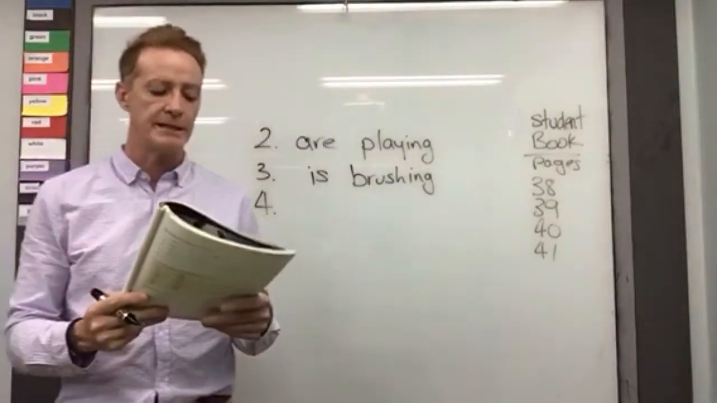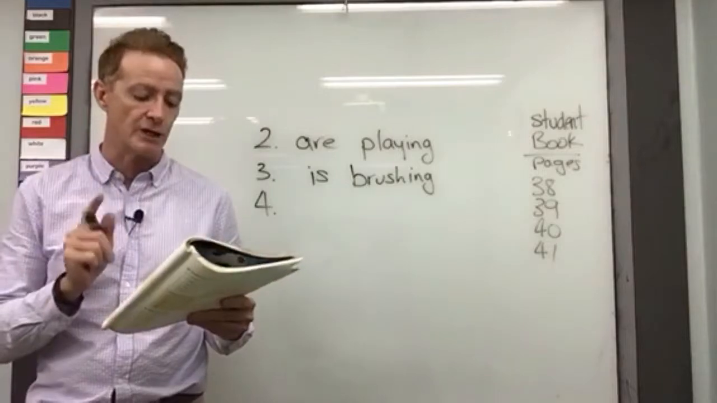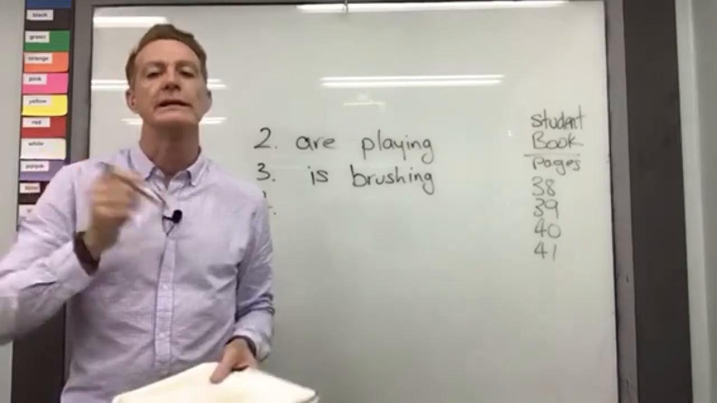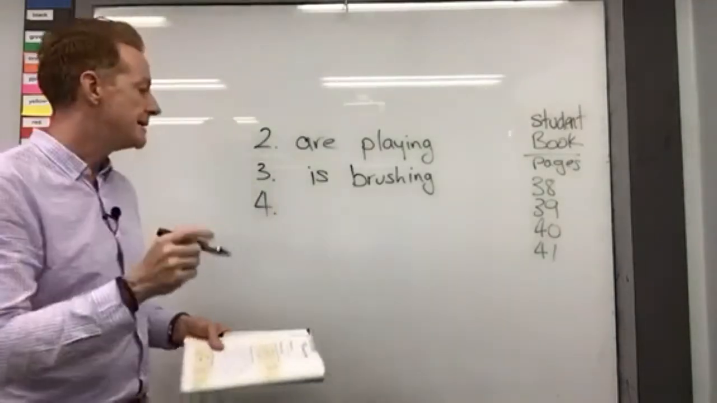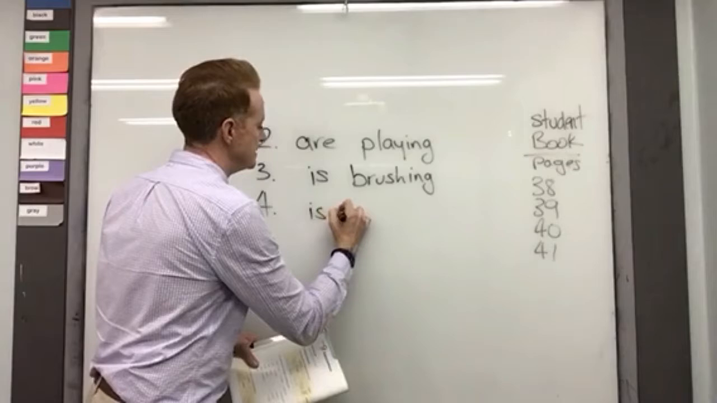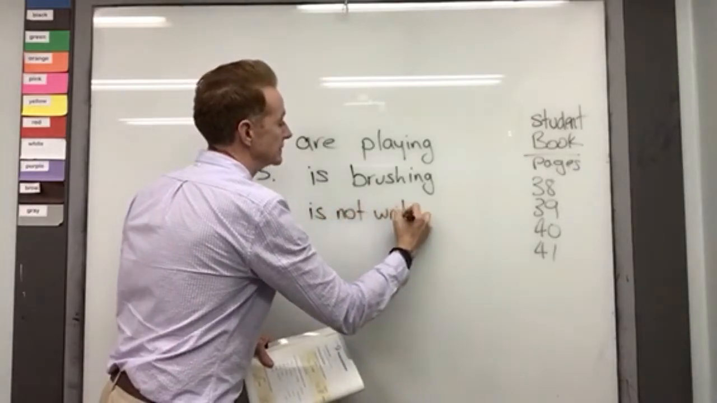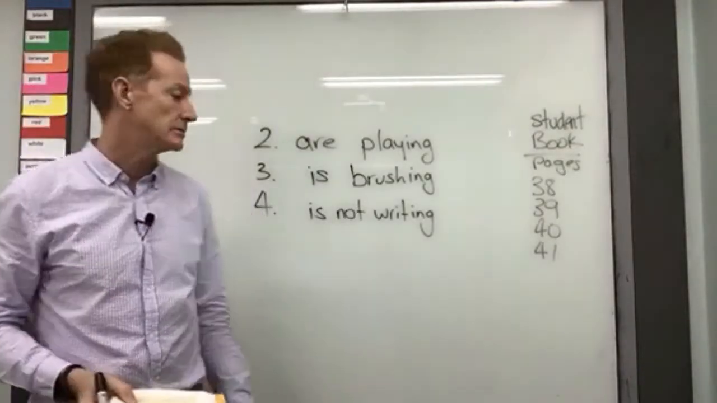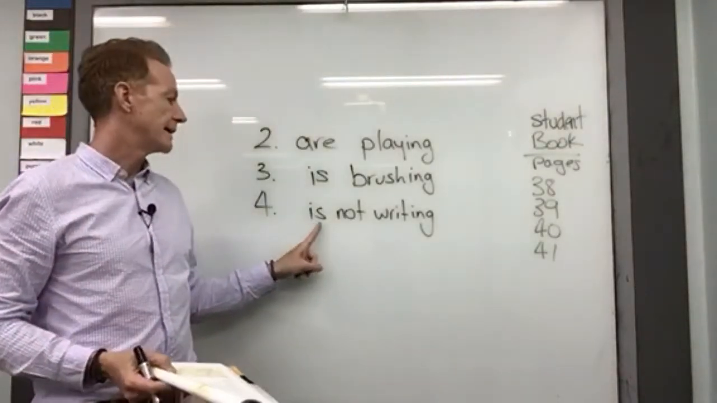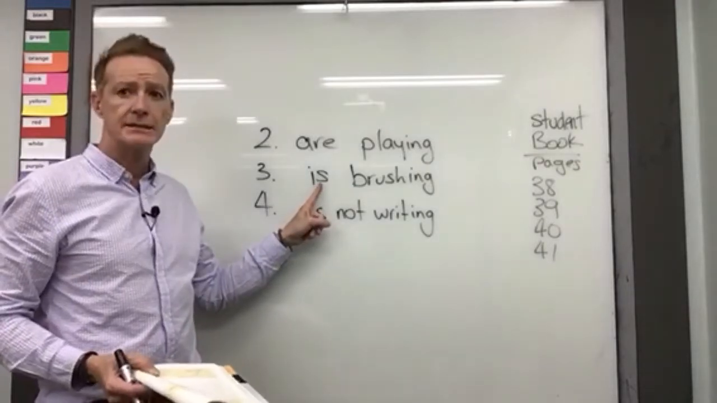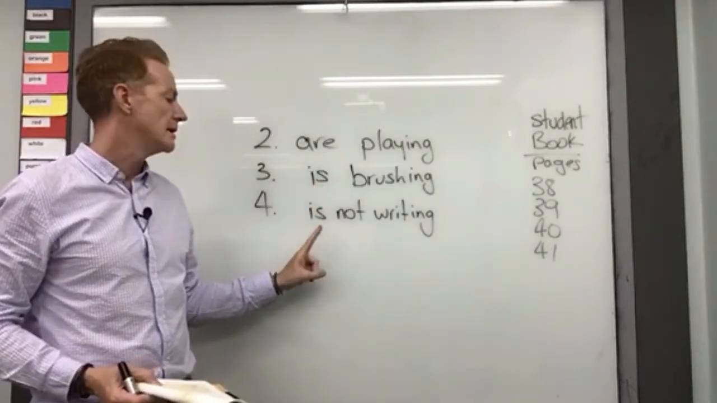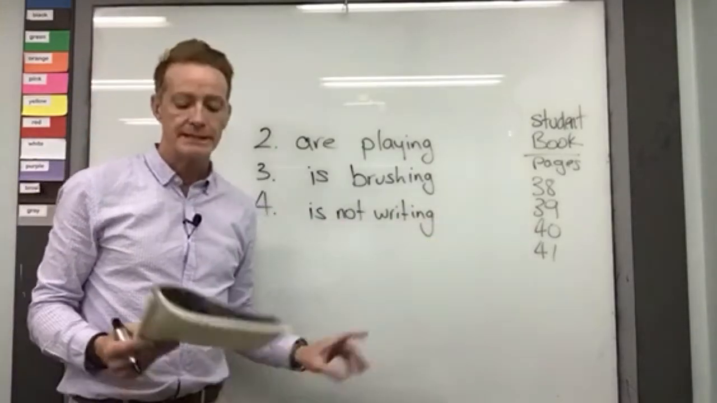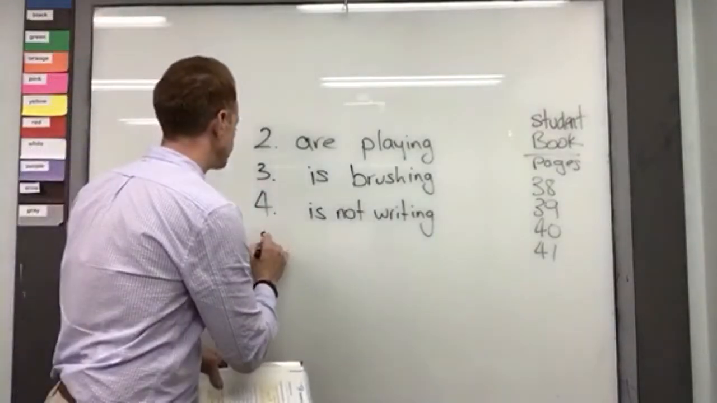Number 4, the verb is not write. Not write. It says, my dad blank an email. So he's doing something now. So my dad is not writing. My dad is not writing an email. My dad is only one person. So again, one person. My sister was one person. My dad is only one person. So my dad is not writing an email.